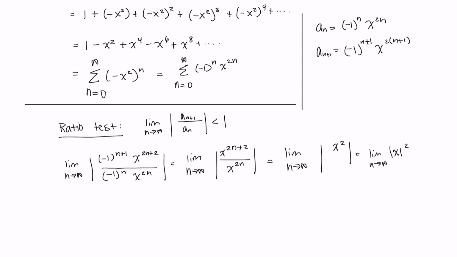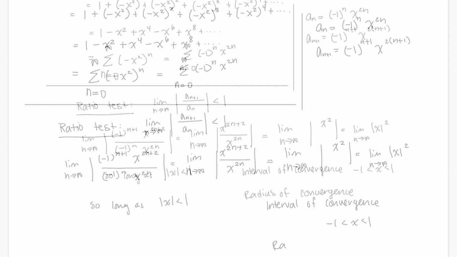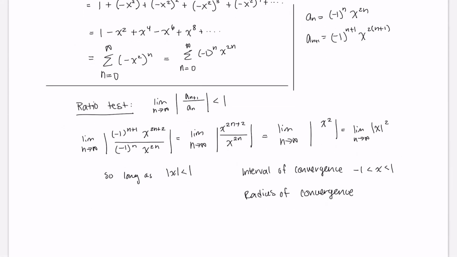And so long as this is less than 1, this limit will be less than 1. So what does that tell me? The interval of convergence is -1 to 1. I rearranged my screen just to organize my work a little bit better. The radius of convergence is 1.